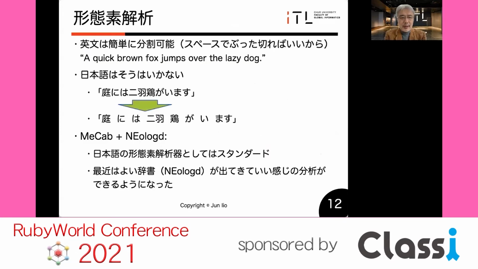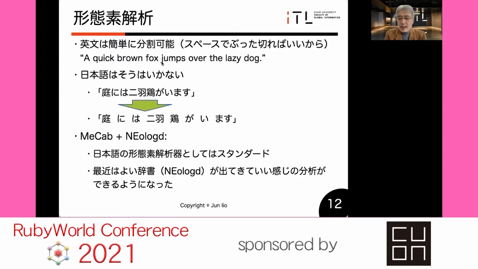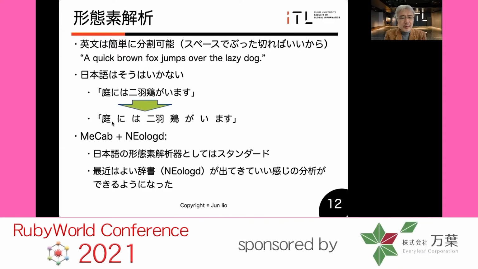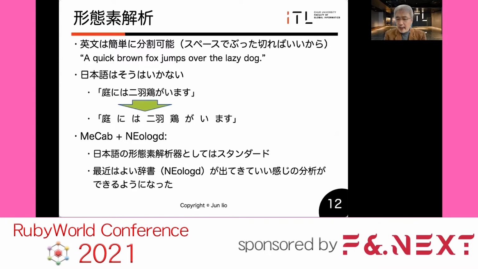Now, the co-occurrence network. How do you visualize a trend using this network? Starting from the morpheme. English sentences are quite simple: The quick brown fox jumps over the lazy dog, and all of these words are divided by spaces. It's not too difficult. On the other hand, the Japanese language is not separated in this way. So if you say niwatori ga imasu, you have to first separate it into different components of the sentence.